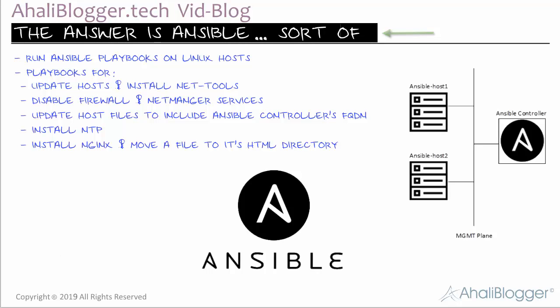And in this video blog, we'll be running Ansible playbooks against our Linux hosts. Those playbooks include updating the host and installing NetTools, disabling firewall and network manager services. We'll update the host files on these Linux hosts to include the Ansible controller's fully qualified domain name. We'll also install NTP, and on the second Linux host, we'll install Nginx and move a file from the Ansible controller to its HTML directory. So, let's get started.